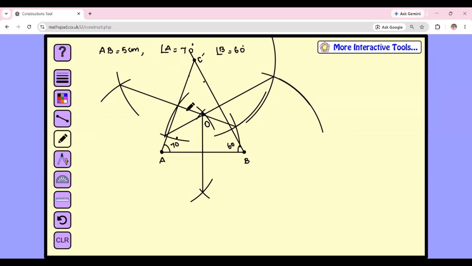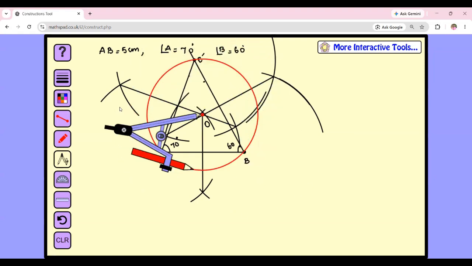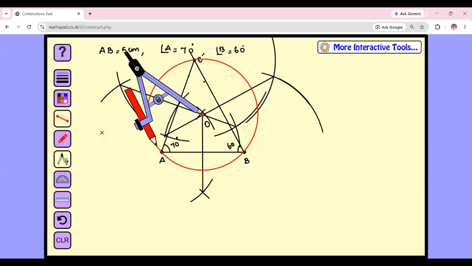With this O as the center, I am going to draw the circle. O is the center and OA is the radius. So this is our circumcircle. Not only OA as the radius, we can take OB or OC also. So O is the center, and ABC is the circumcircle.